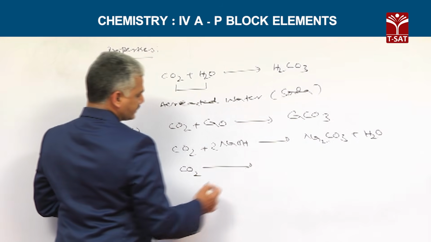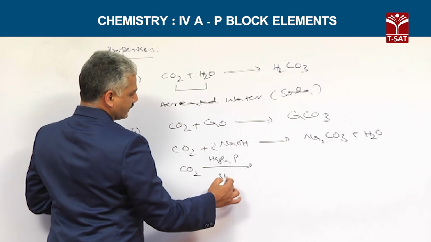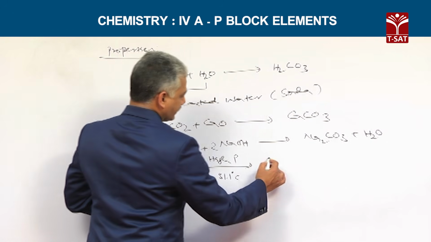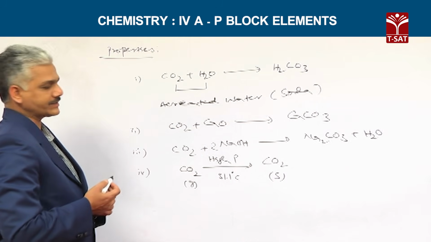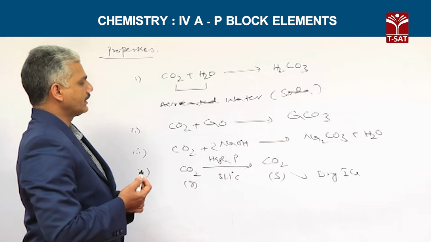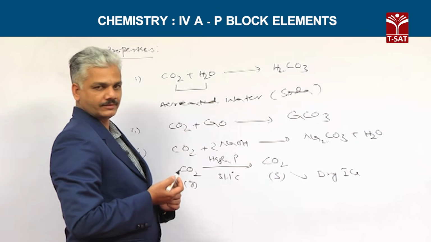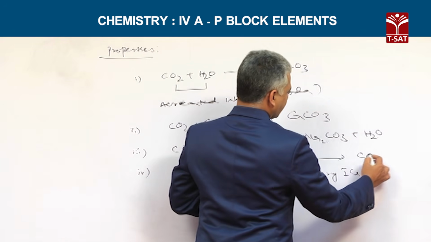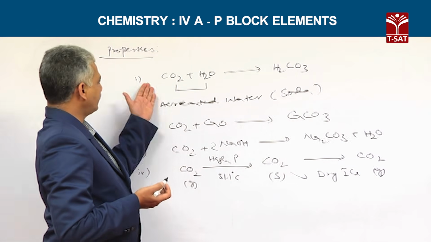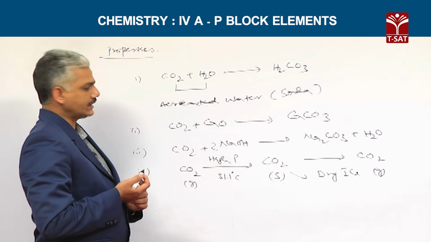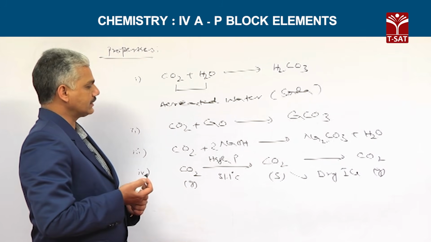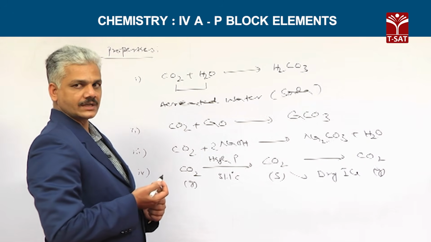When carbon dioxide gas is subjected to high pressure at a temperature of 31.1 degree centigrade, gaseous carbon dioxide is converted into solid carbon dioxide. The solid carbon dioxide formed is called dry ice. Dry ice is associated with the property of sublimation. So, when it is heated, again it is directly converted back into gaseous carbon dioxide. The reactions indicate a slight acidic nature of carbon dioxide, while the fourth property, that is conversion of gaseous to solid carbon dioxide form, indicates a physical change.